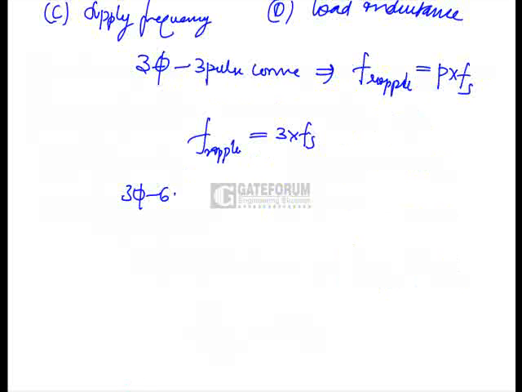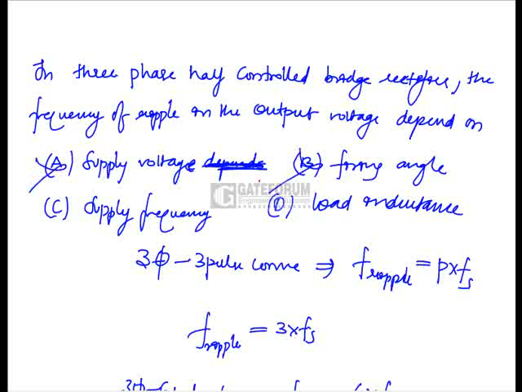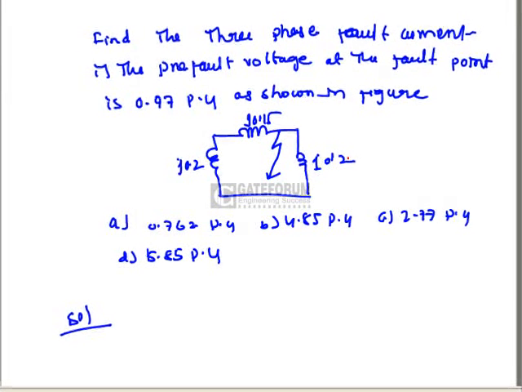Suppose if you have a 3-phase 6-pulse converter, what is the frequency of ripple here? It is pulse number into Fs, that is 6 into Fs. Out of these 4 options, supply voltage is wrong, firing angle is also wrong, load inductance is also wrong. The only answer is supply frequency. Answer is C.